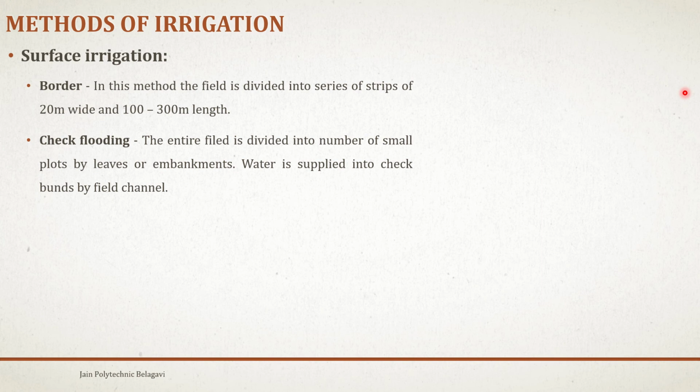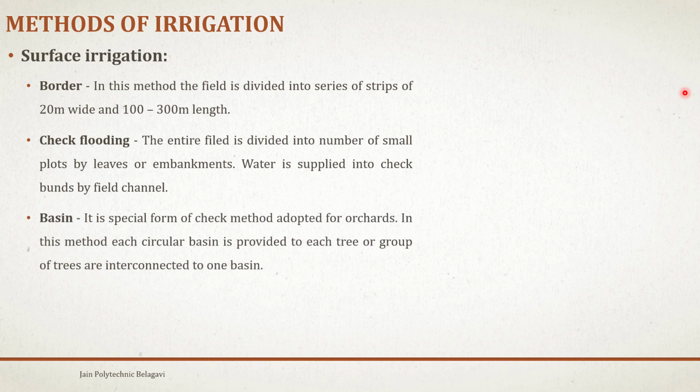So we construct an embankment, and between that we leave the water, and water is supplied into the check bunds by a field channel. Next the basin, a special form of the check method adopted for orchards. It is used for one type of flower, and these are a little bit costlier.